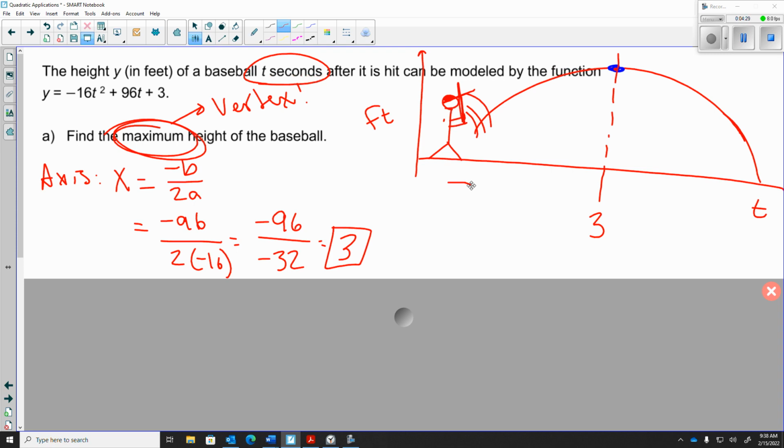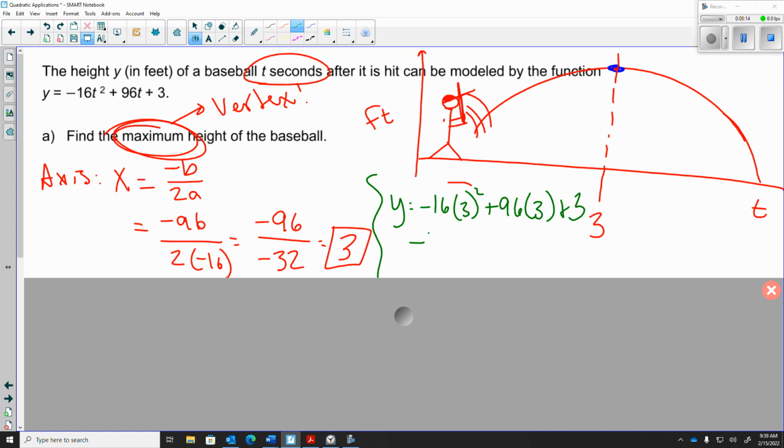So I got to plug 3 into my equation, and I am out of room. It's negative 16 times 3 squared plus 96 times 3 plus 3. Now it's just a bunch of calculator work, right? So somebody crank that out for me in a calculator. You got to do orders of operations. So you got to do 3 squared, which is 9.